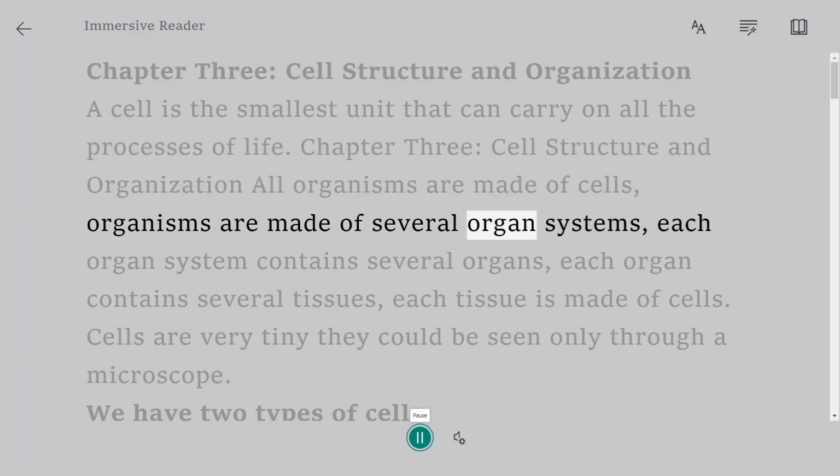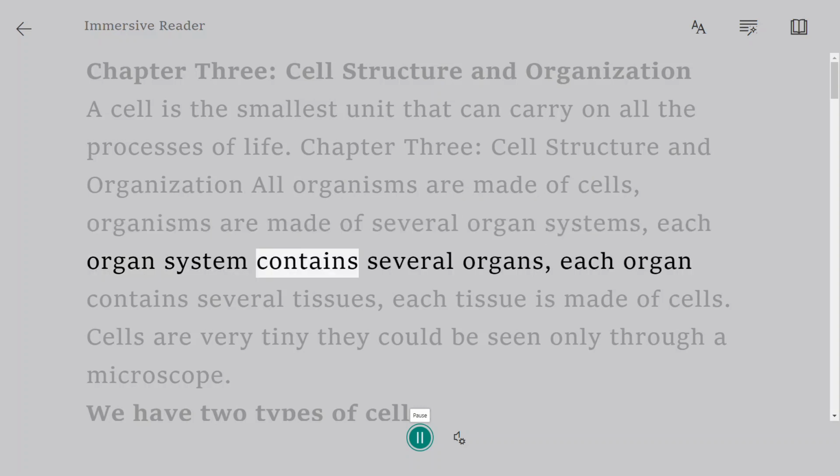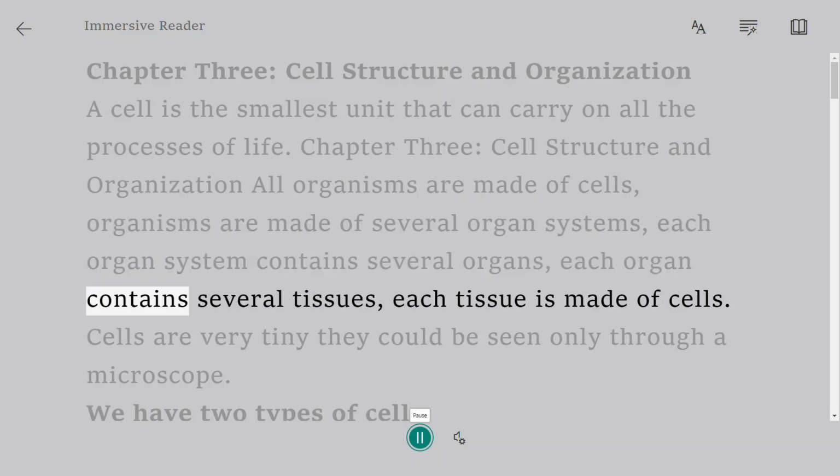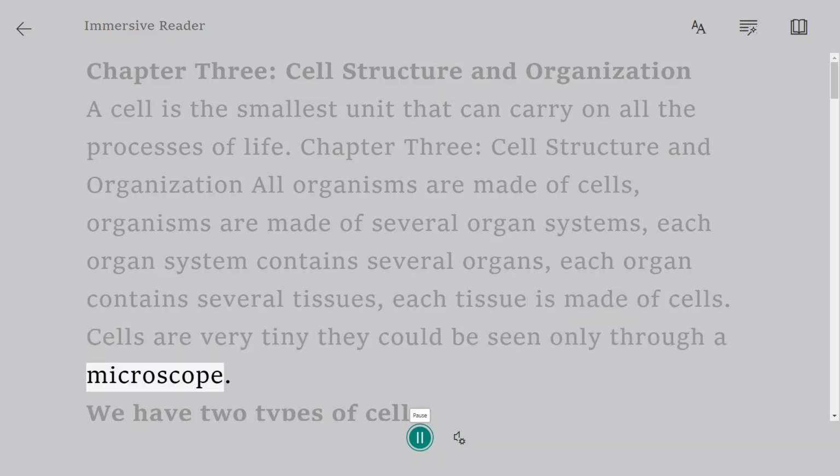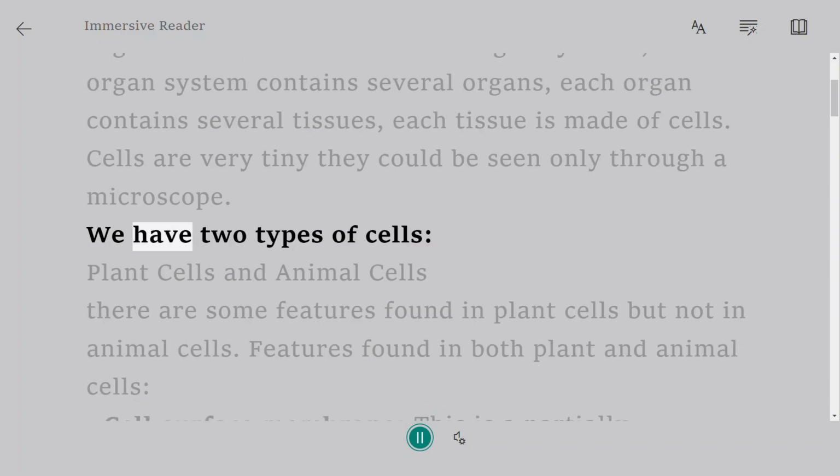Organisms are made of several organ systems. Each organ system contains several organs. Each organ contains several tissues. Each tissue is made of cells. Cells are very tiny; they can be seen only through a microscope. We have two types of cells: plant cells and animal cells.